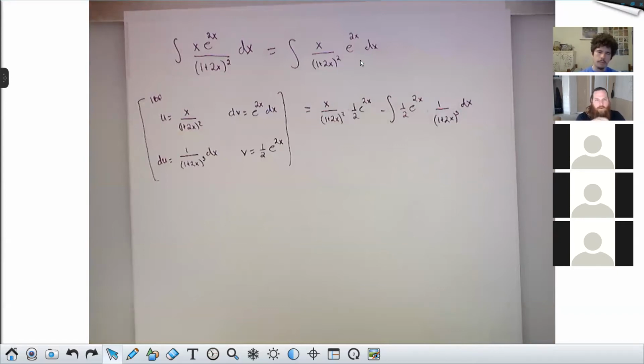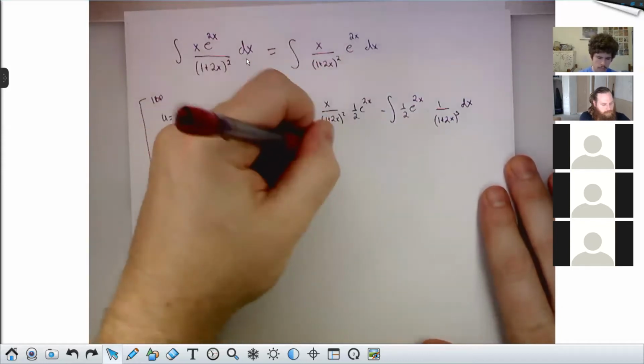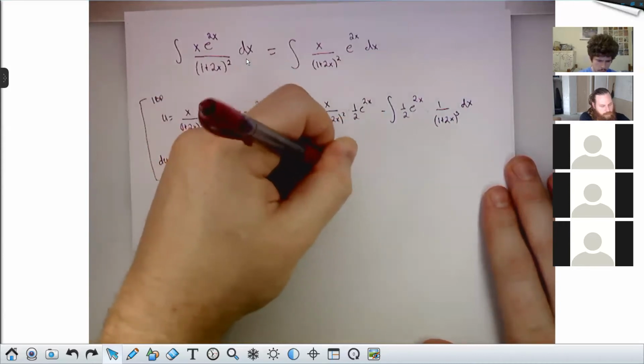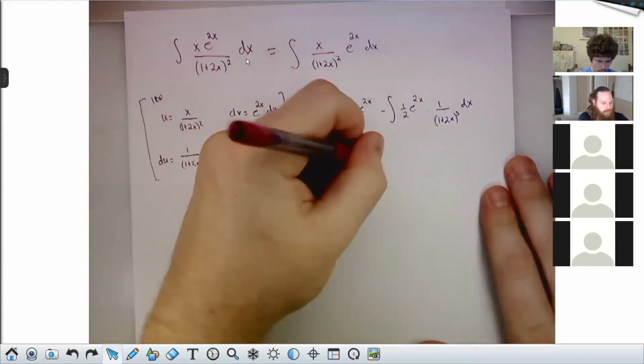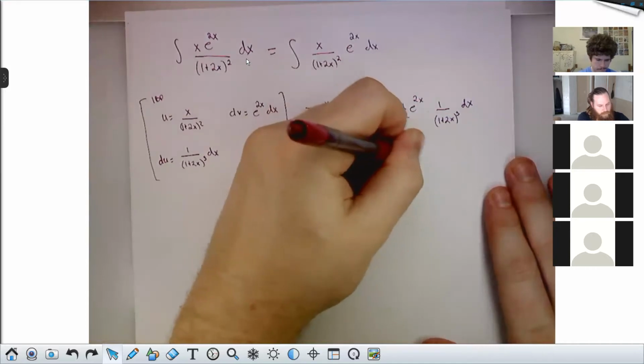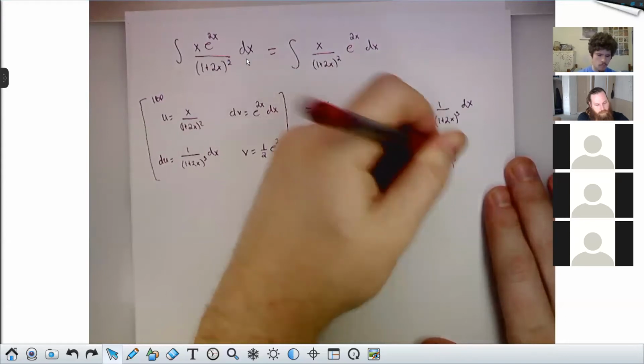From here, what I'm thinking is probably a substitution. In this integral, I'd like to substitute for 1 plus 2x. And we might try that at the very start. It might make life a little easier. But let me just write this down. I'll clean this piece up. This is x e to the 2x over 2 times 1 plus 2x squared, minus 1/2 integral e to the 2x times 1 over 1 plus 2x cubed dx.